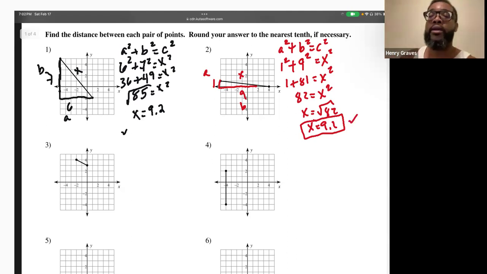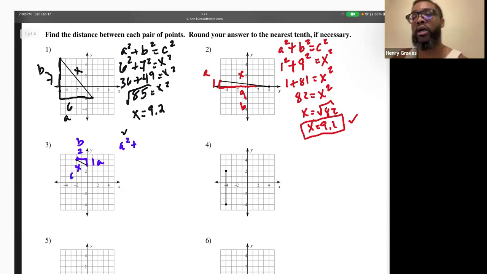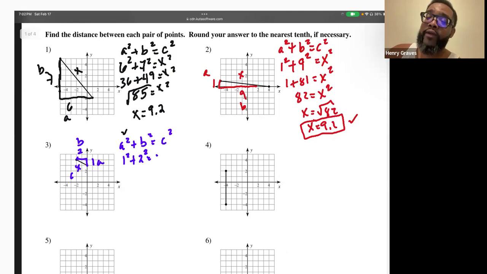All right, number 3. Again, I'm going to draw a little triangle. So this is 1 and this is 2. This is my X. Likewise, this is A, this is B, and this is C, of course. So A squared plus B squared equals C squared. So it'll be 1 squared plus 2 squared equals X squared. So it'll be 1 plus 4. So 5 equals X squared. So X will equal the square root of 5.